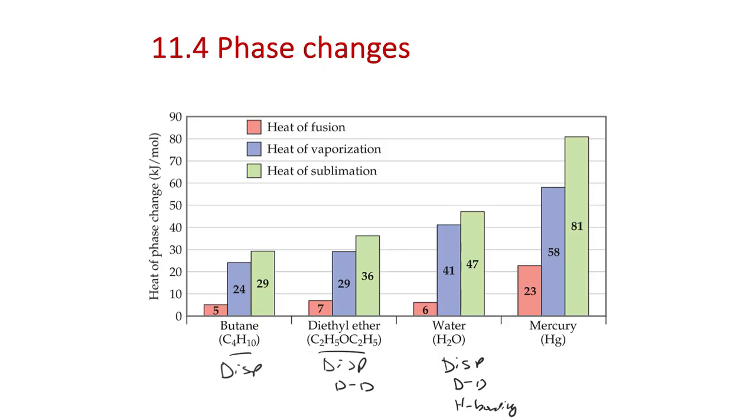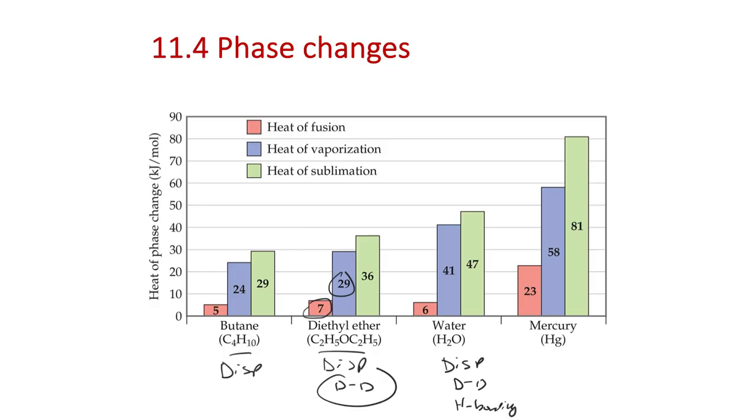But for butane versus diethyl ether, you see that the enthalpy of fusion goes up a little bit. The enthalpy of vaporization goes up a little bit compared to butane because we have to overcome a stronger force of attraction. We have to overcome that now dipole-dipole force for this molecule. So slightly higher enthalpies of vaporization and fusion due to having that dipole-dipole force of attraction.